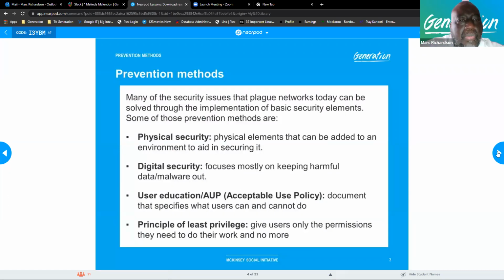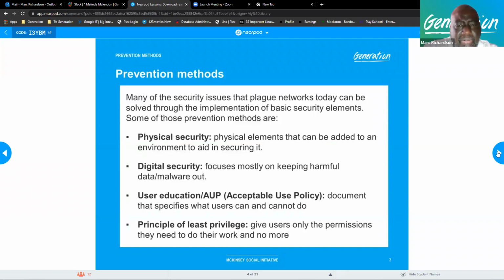Okay, prevention methods. Many of the security issues that plague networks today can be solved through the implementation of basic security elements. Some of those prevention methods are the following. First, we have physical security. This is physical elements that can be added to an environment to aid in securing it. Digital security, which focuses mostly on keeping harmful data or malware out of a system or network.